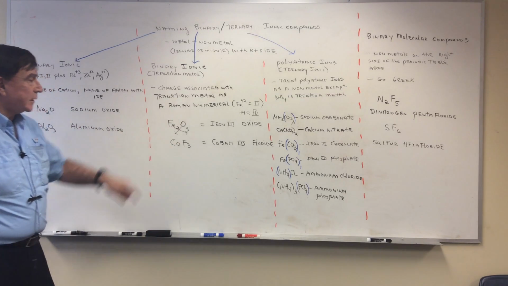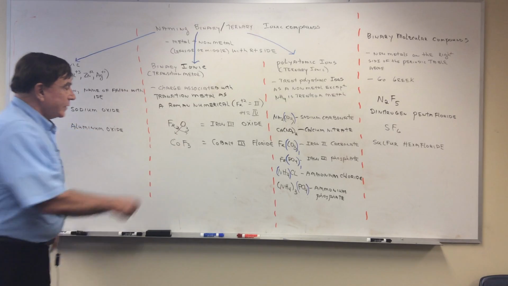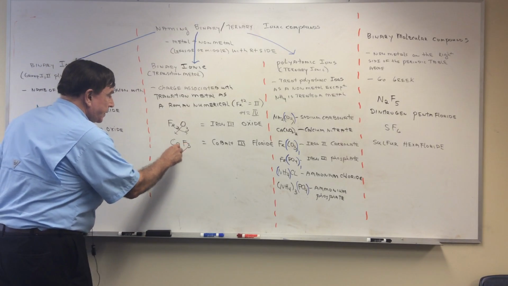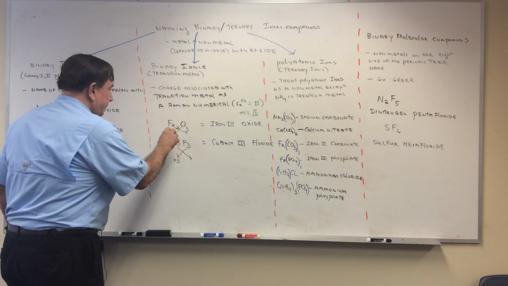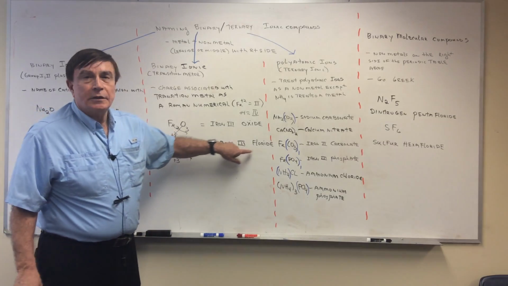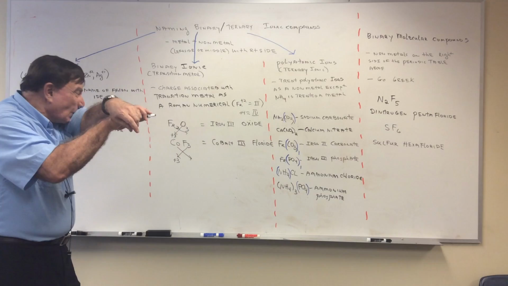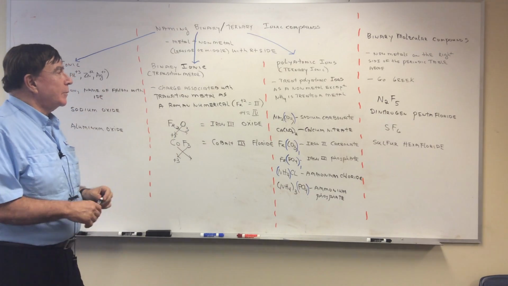So now let's look at this. CoF3. Same thing, we cross it, and that means this charge is going to be +3. So this is going to be called cobalt 3 fluoride. And that's how you handle transition elements.